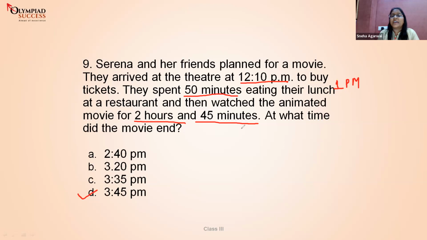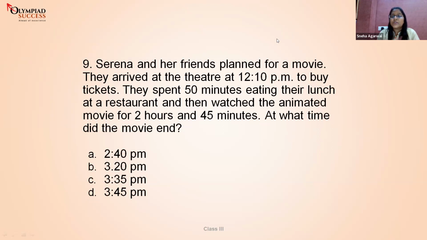Yes, absolutely correct. So here 1 p.m. plus 2 hours means it will be 3 p.m., right? And now you have 45 more minutes. So 3:45. Okay. So these are very simple questions. You can see it hardly takes any time.